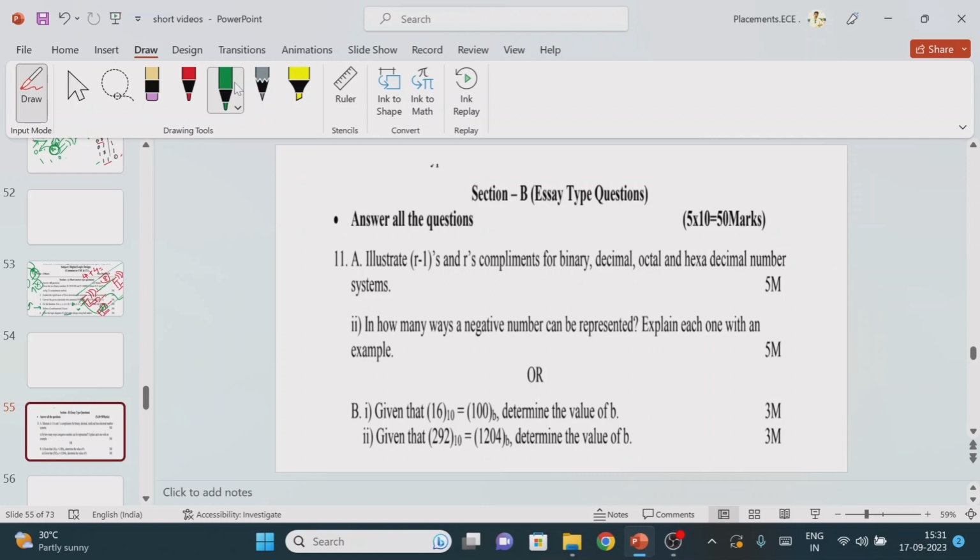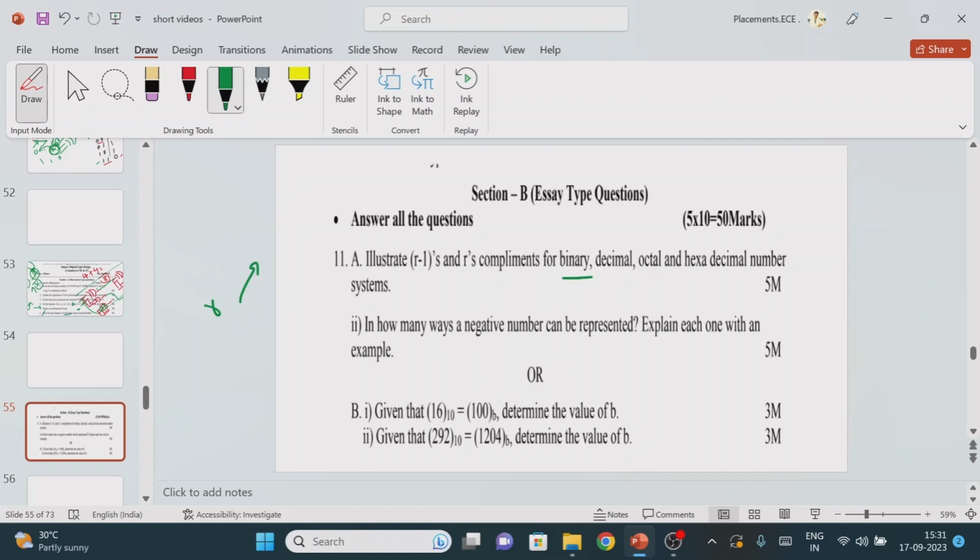The first question is: illustrate the r minus 1 and r's complement for the binary, decimal, octal and hexadecimal number systems. If you want to find the meaning of the r's complement and r minus 1, only then can you find this complement method for binary, decimal, octal or hexadecimal. So what is the meaning of r here? It is the number of bits or digits used in the particular number system.